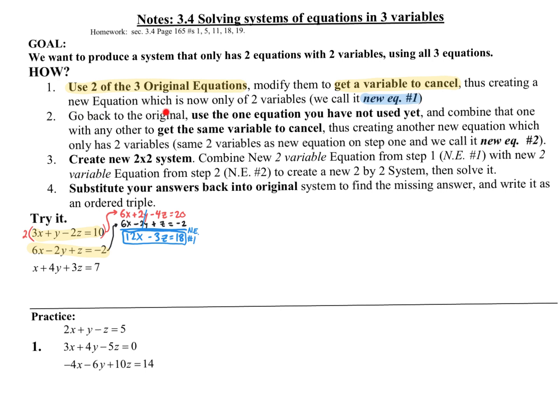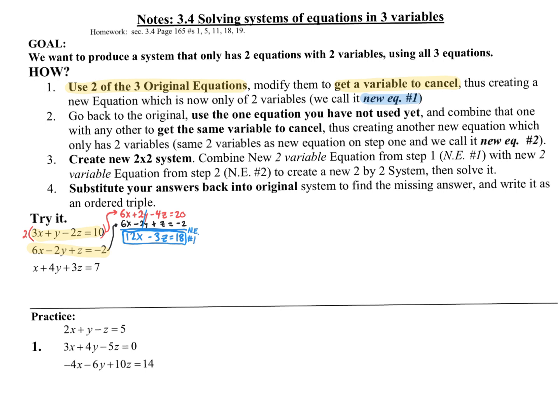It says go back to the original. Use the one equation you have not used. Which one have we not used? The bottom one. That's right. So we got to use that bottom one. No matter what, we have to use that bottom one. That's what a system is, using all the equations of whatever you have in that system.